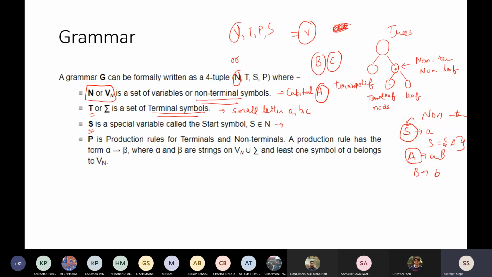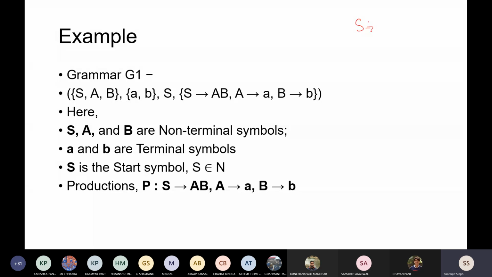Now just see, this is an example of a grammar. So just take this grammar. I just write it like this: S equals AB. So this is a particular grammar. Now why I call this a grammar, I will tell you about it. How can you identify that this is a grammar?